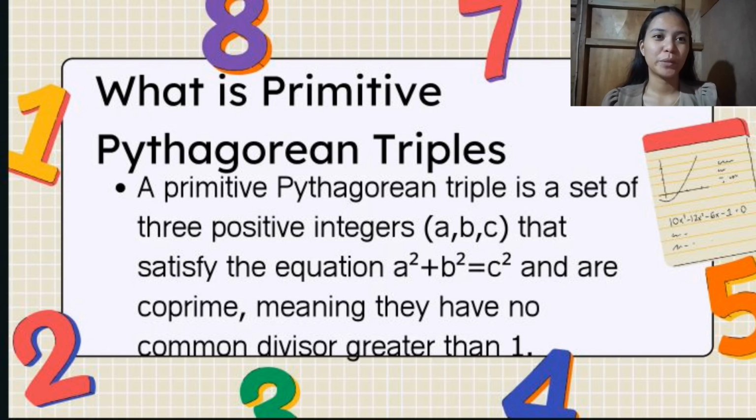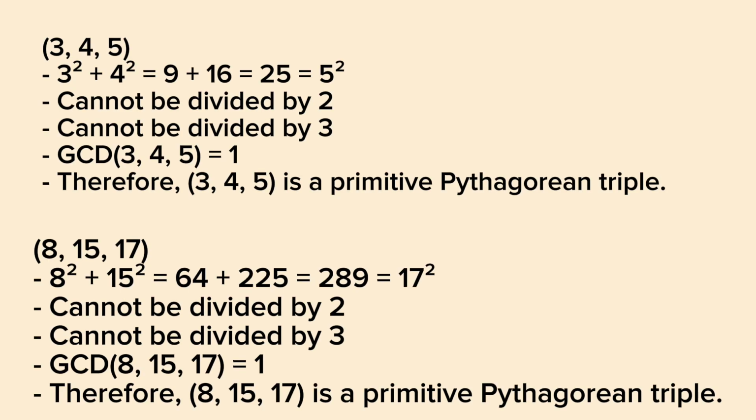So what does a primitive Pythagorean triple mean? It means that the three numbers have no common factor other than 1. It means you cannot divide all three numbers by the same number and still get a whole number. How do we know if it's a primitive triple?